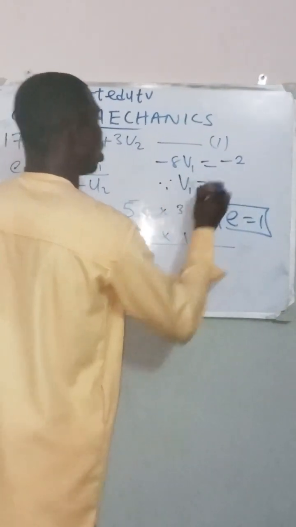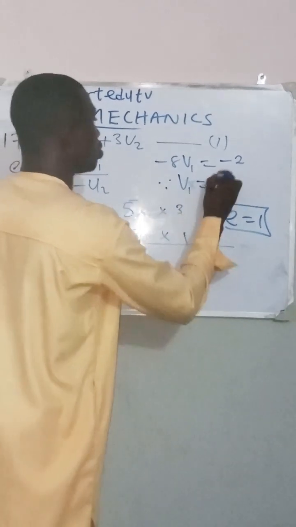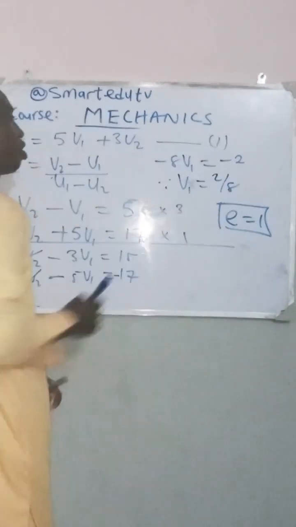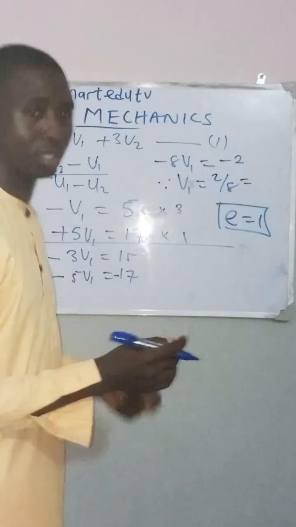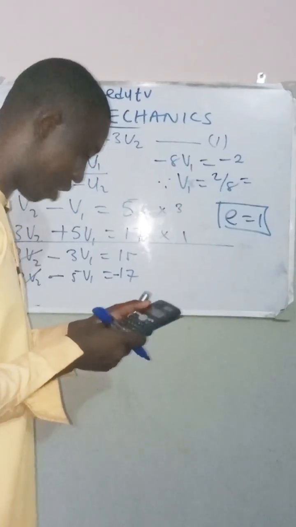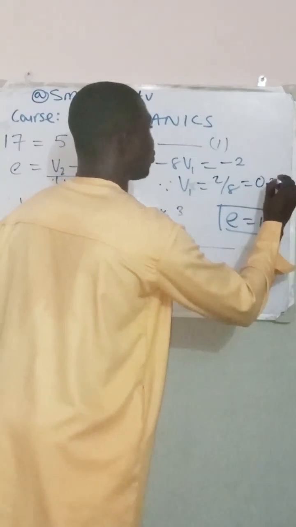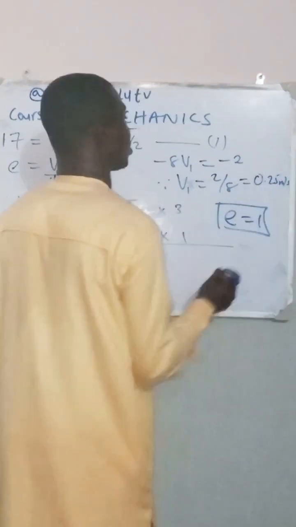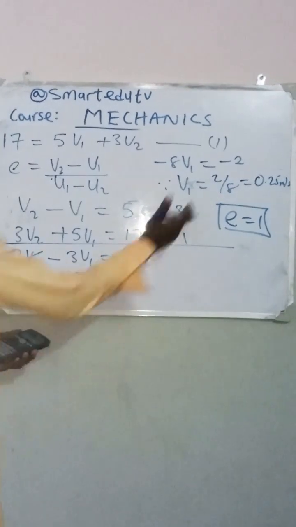At the end of the day, our V1 equals 2 over 8. Minus cancels minus. And what is 2 over 8? Let me use my calculator to find the result of 2 over 8. 0.25. 0.25 meters per second. So our V1 is 0.25 meters per second.